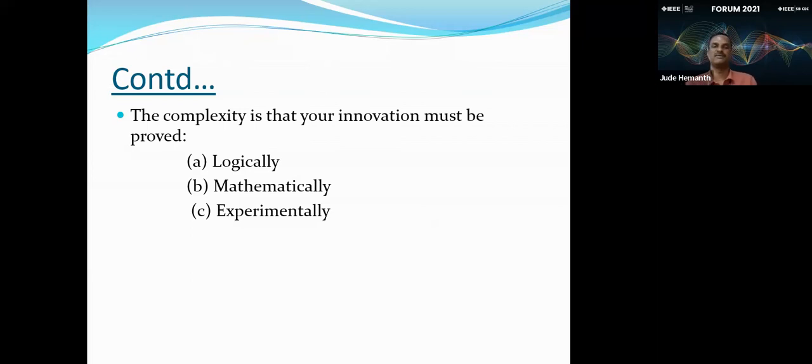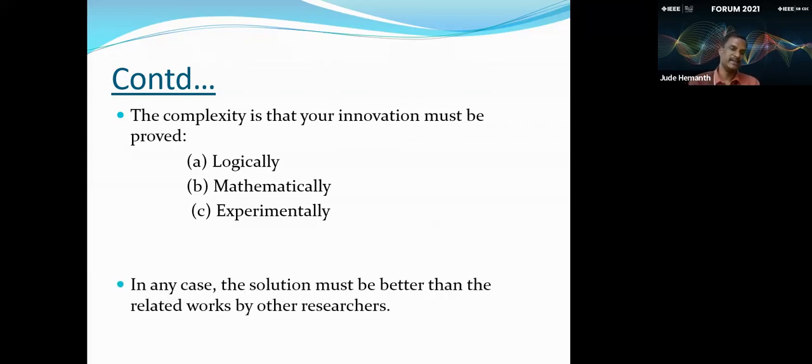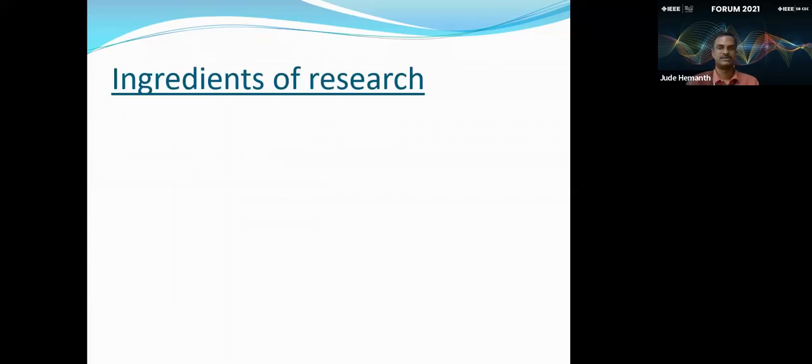And you need to show with the experiments also. In any case, the solution must be better than the related works by other researchers. So you have to always keep in mind why, what, and how. And don't forget about case 1 and case 2. Both are considered as novel research. But good journals, a better journal, will expect case 2. And maybe a mediocre journal may go with case 1 too. But whatever hints or points I'm going to give is for the best journal in your education.